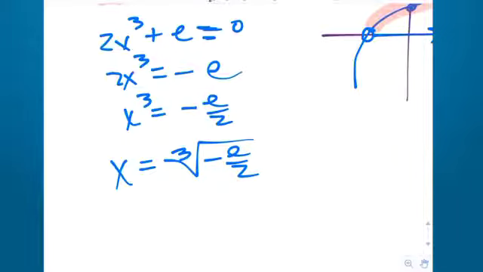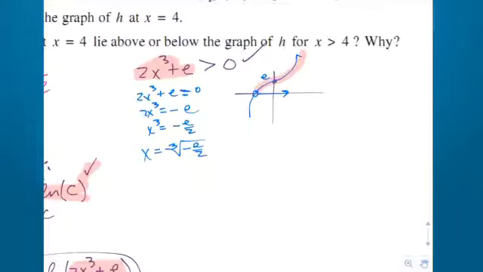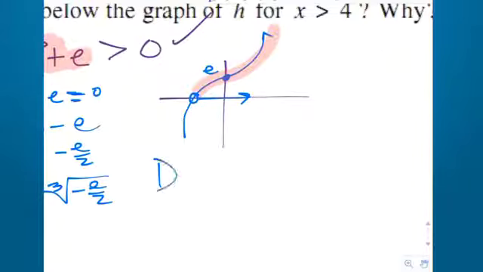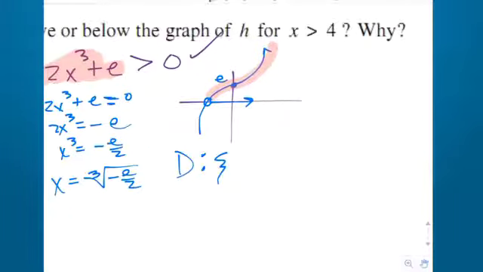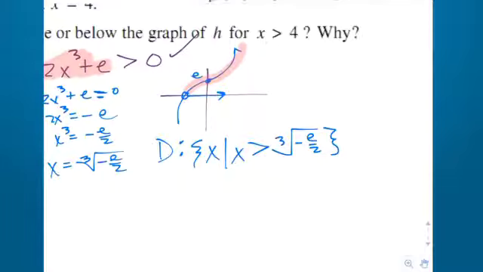All right, so if that's the x-intercept, how I go to my graph, I want everything that's strictly to the right. So all you have to do is say the domain is, you don't even have to use set builder notation, but I'll use it. It's the set of all x such that x is strictly greater than the cube root of negative e halves. Or you could say parenthesis, cube root of negative e halves, to infinity if you want to use interval notation. Now for the range, we'll call it r.